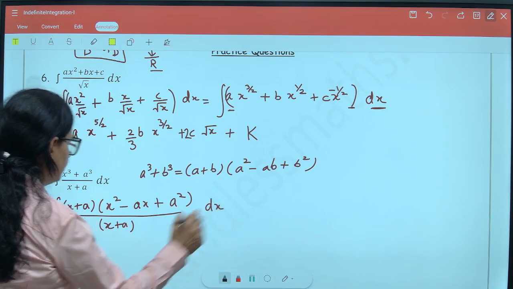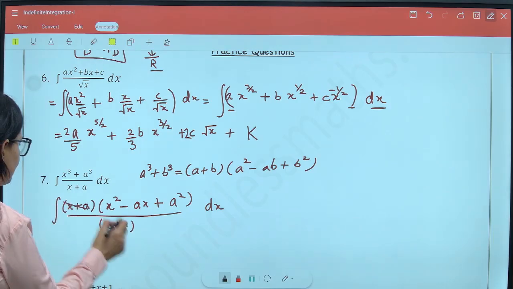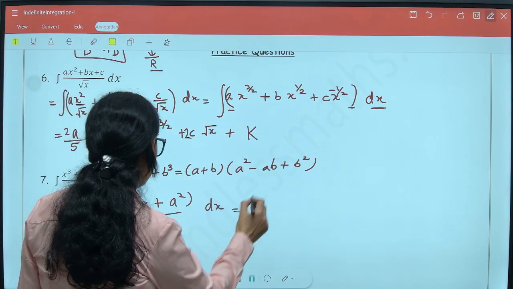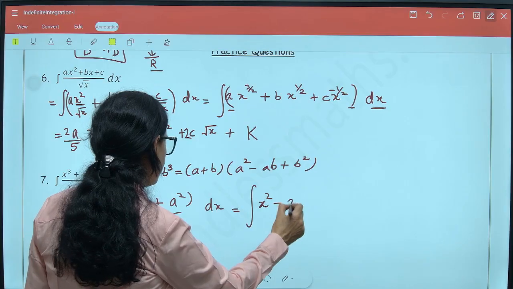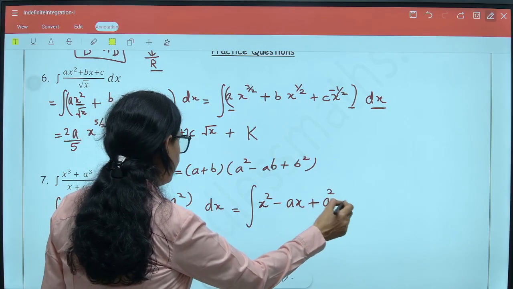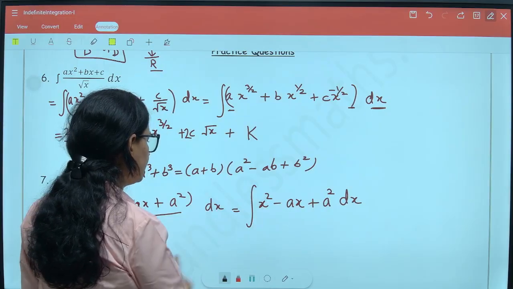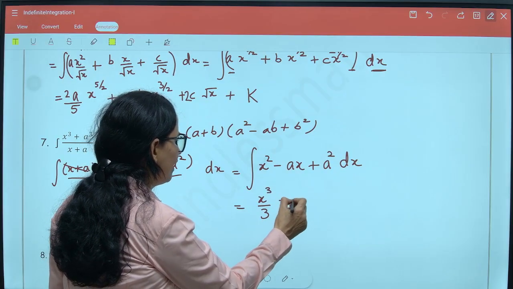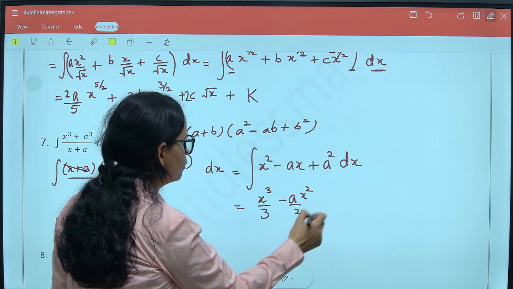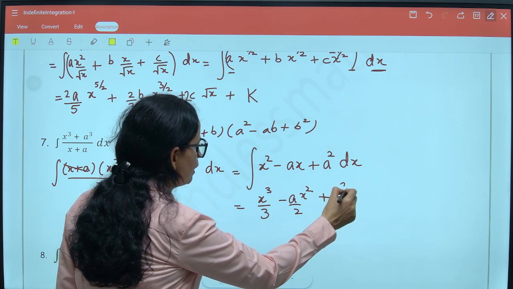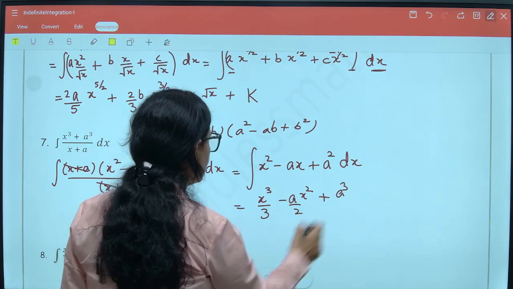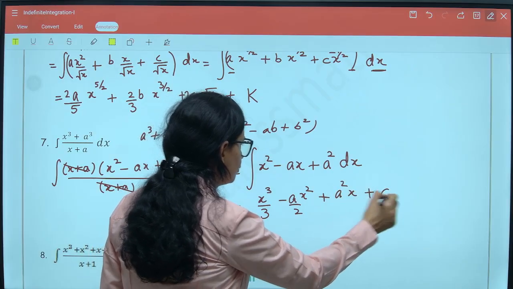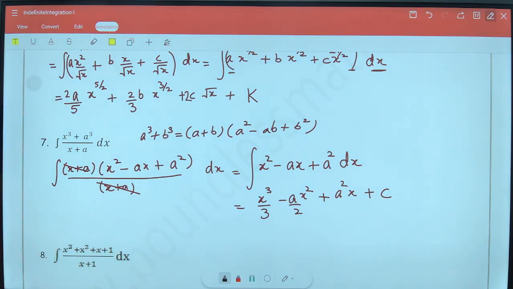and the derivative dx. So now x plus a gets cancelled and you get a polynomial with 3 terms which can be integrated very easily. So it is integral of x square minus ax plus a square dx. Now we can integrate the individual terms easily. Integral of x square is x cube upon 3 minus a x square upon 2 plus this is going to be a square. a square is the constant. So we will just put the variable x, a square x plus constant of integration. So this is the answer, right?